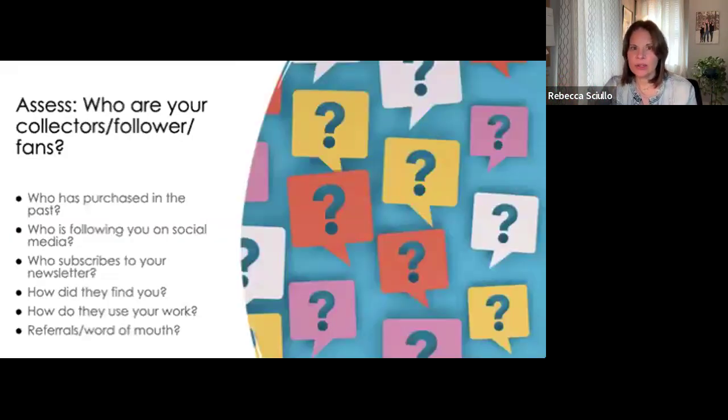The second thing we look at is the who. So who has been buying your work so far? Maybe you're not selling work yet, but you've had people looking at it, or you have a social media profile. So we want to think, who are those people that have been interested? What can you see about the patterns of how they're finding you, or maybe where they're coming from? We want to start thinking about who these people are.